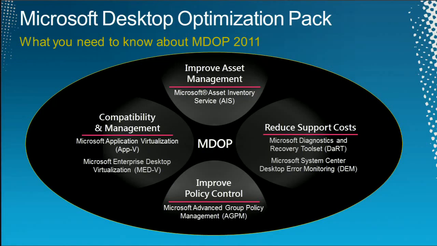EPV is probably the most famous one. Everybody loves EPV. And then we have the asset inventory service. So you can see the theme I mentioned. They're all very focused. They have scope scenarios. They have the different themes, but they're all part of MDOP.